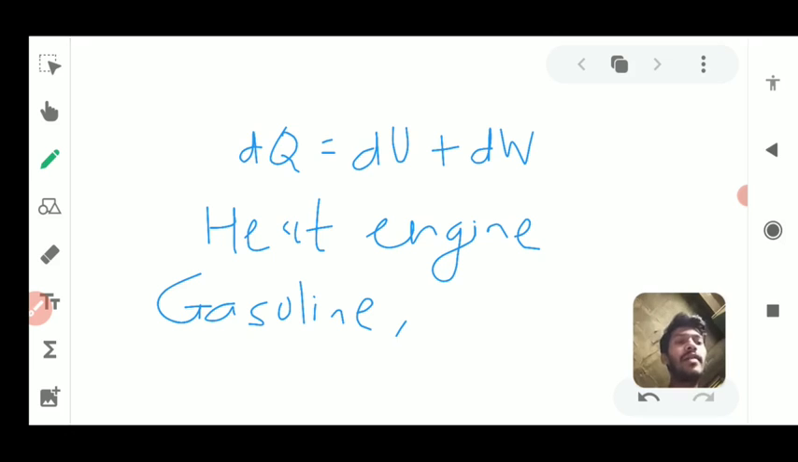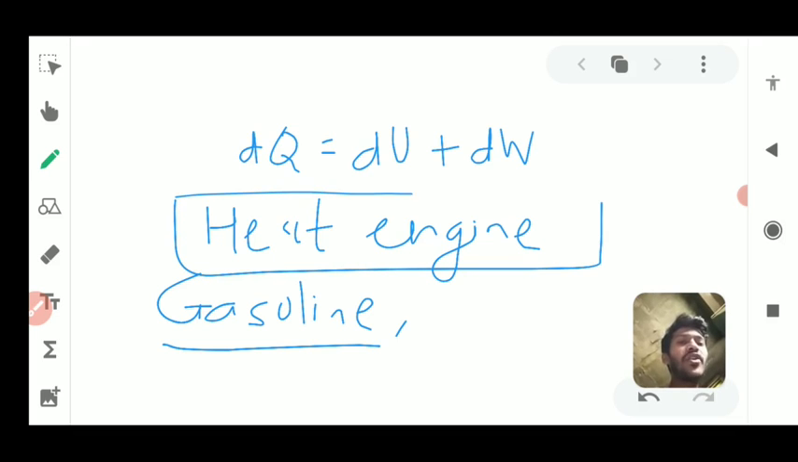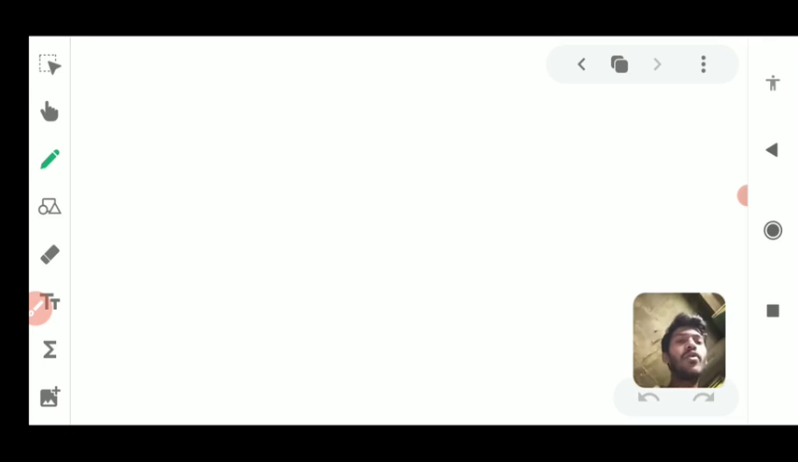I will discuss in detail the gasoline engine, and then I will tell what the changes are in the diesel engine and steam engine. But the basic principle is the same. The principle of a heat engine is that it is a machine or mechanism which absorbs or collects heat and converts it into work done. So we will see what the heat engine is.